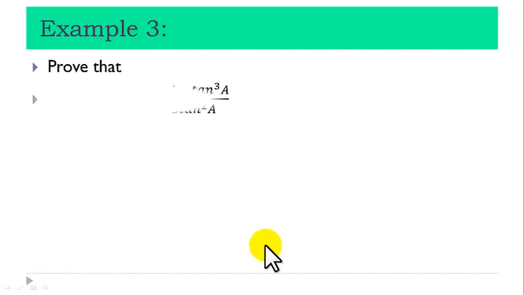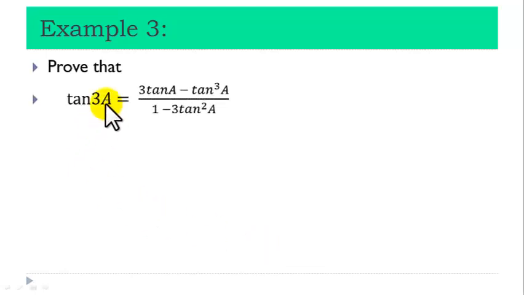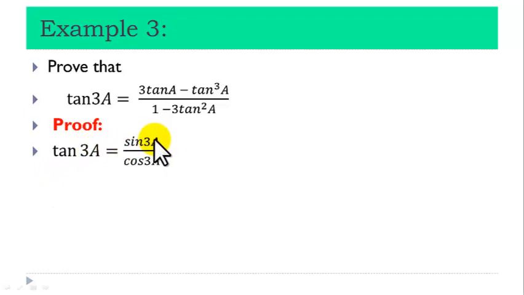Prove that tan 3a is equal to 3 tan a minus tan cube a all over 1 minus 3 tan squared a. Proof. We recall that tan is sine all over cosine. So tan 3a is equal to sine 3a all over cos 3a.